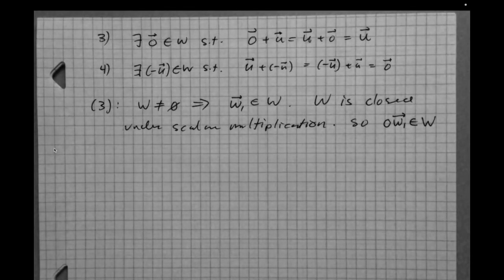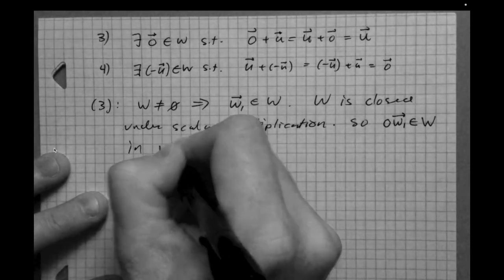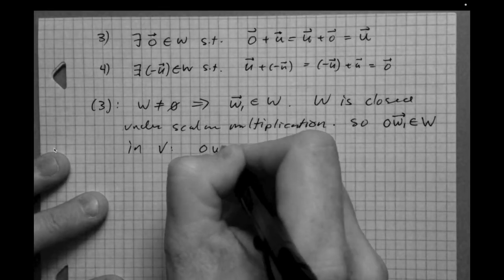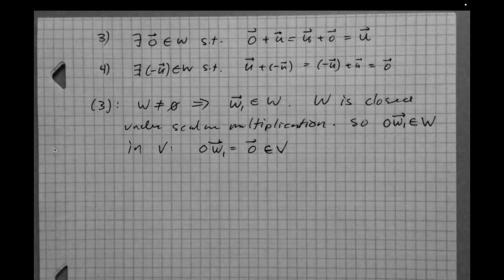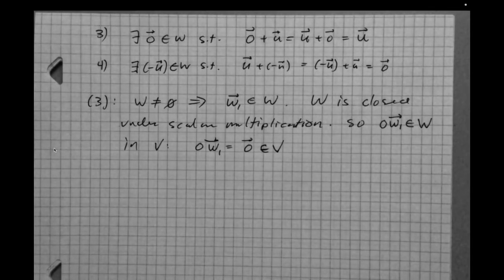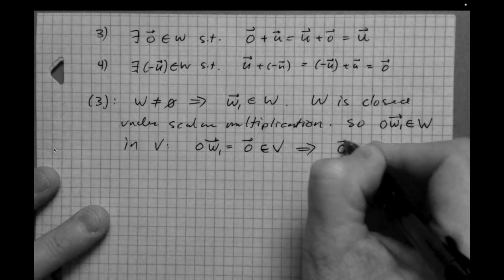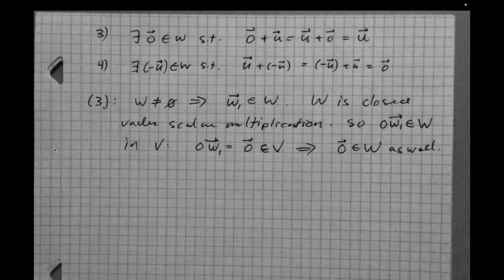This is the same operation as in V. In V, 0 times w1 is just equal to the 0 vector. So what does this mean? Well, look, if W is closed under scalar multiplication and 0 is a valid scalar, then when I multiply 0 by any element in W, that implies that 0, the vector, must be in W. Okay, so we know that now.